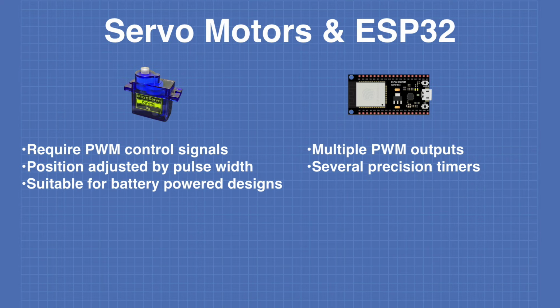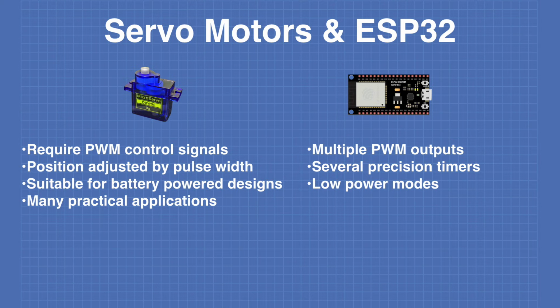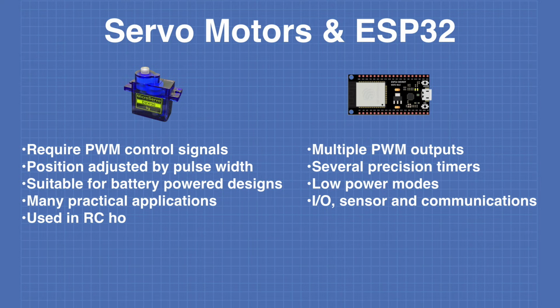Small low-cost servos are very suitable for battery-powered designs. The ESP32 is also suitable for battery-powered designs, having several low power and standby modes. There are many practical applications for servo motors, ranging from robotics to toys. With a wide variety of I/O ports, sensors, and communications options, the ESP32 is also suitable for many different applications. One typical use of servo motors is in radio-controlled hobby projects. With integrated Wi-Fi and Bluetooth, the ESP32 is ideal for creating remote control projects.